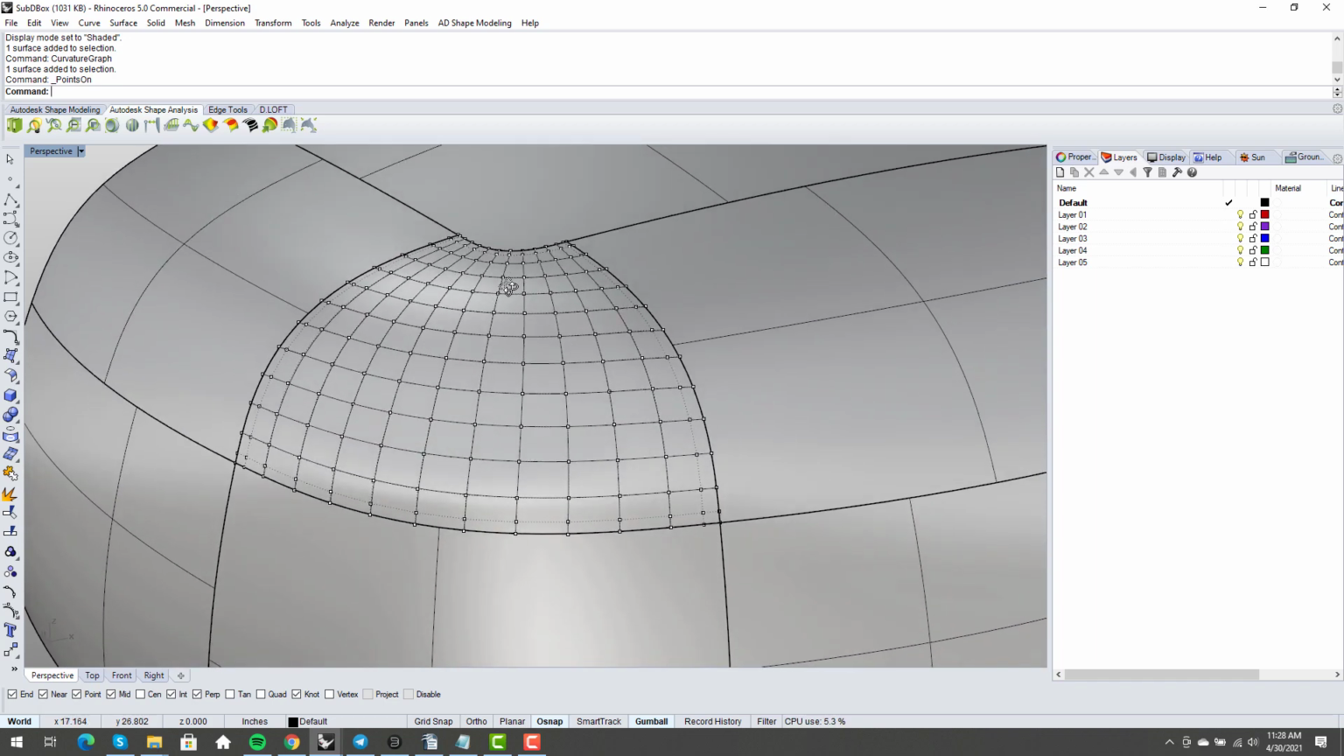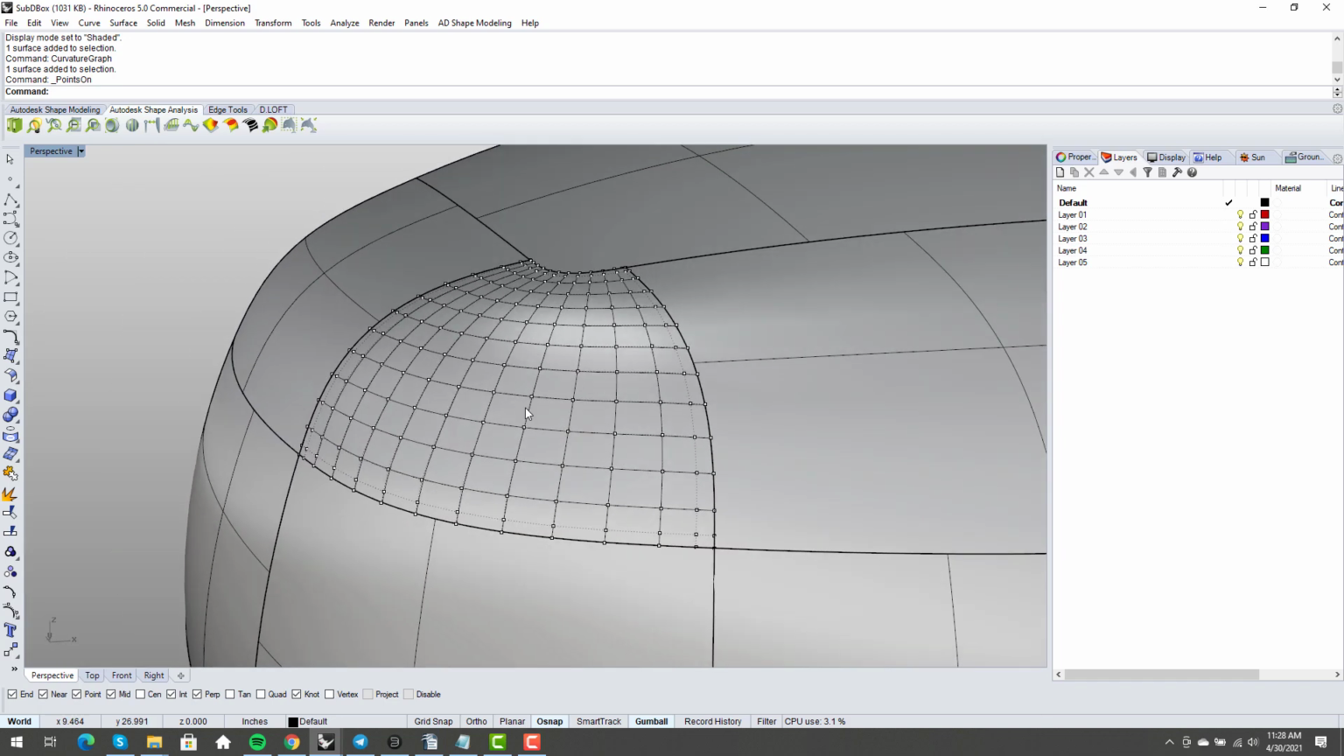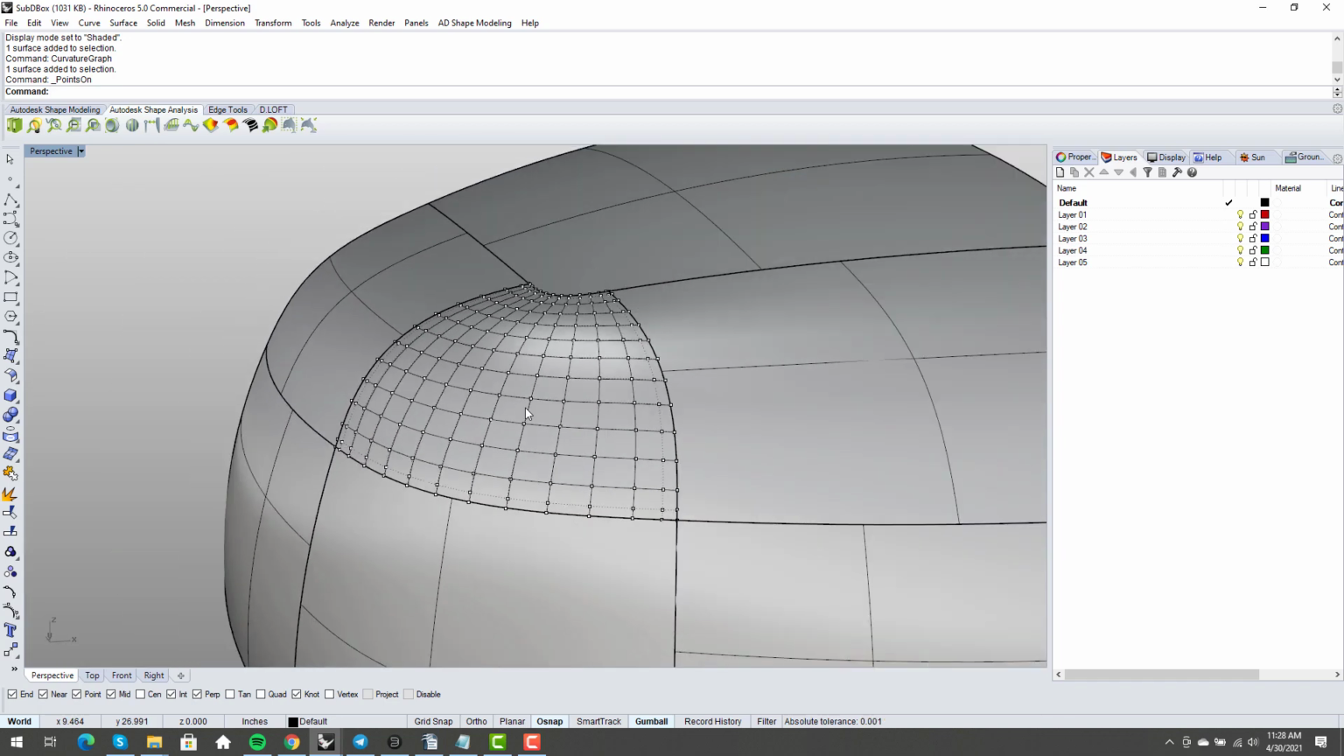And the best way to figure out what's going on, in my mind, is using CurvatureGraph. That's a great way to do it. Because maybe you are indeed G2 with these edges. But is this surface acting the way that you want it to act? I'd say it's not. And the most direct way that you can see that is through CurvatureGraph.